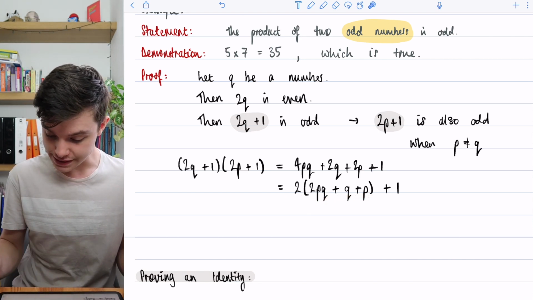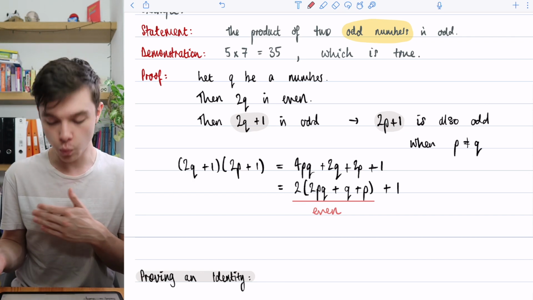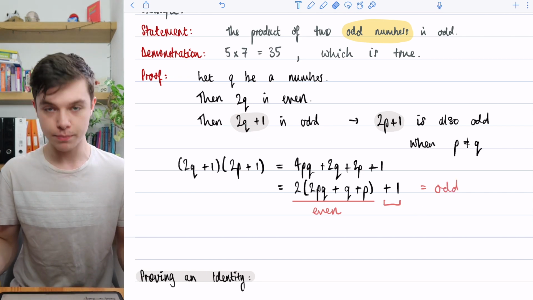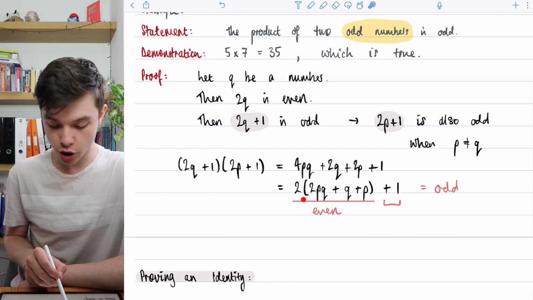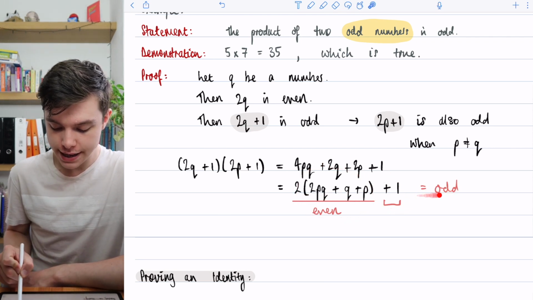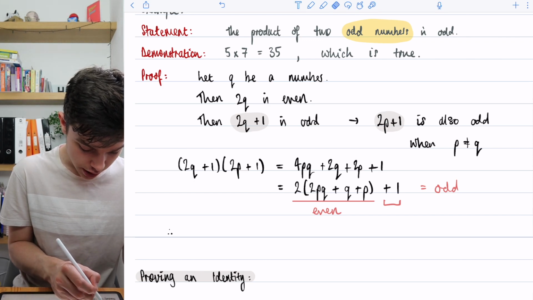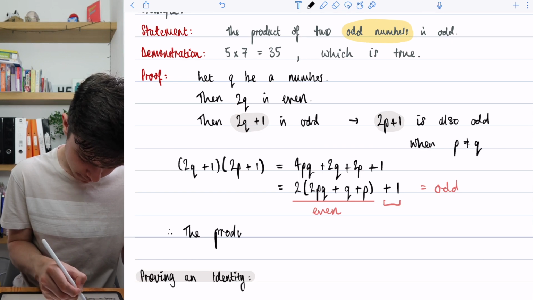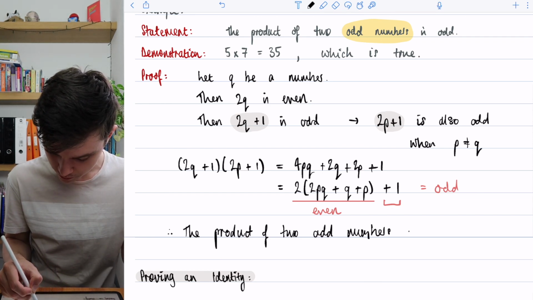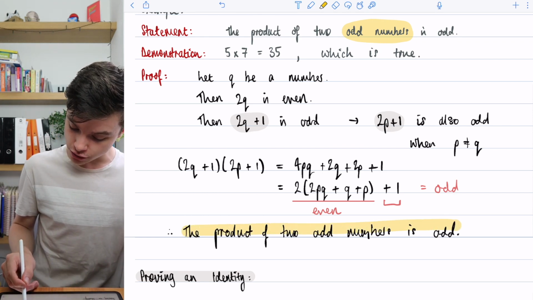So this 2 times a number, this is even, because we're multiplying it by 2. And then we've got plus 1. This plus 1 would make this whole number odd. Okay, let's put that there. So this is even because we've got 2 times this number, and q and p are numbers, so it makes this even. An even number plus 1 is always going to be odd. So there's my proof, and therefore we can say, therefore, the product of two odd numbers is odd, not even, it's odd, okay? We've proved. So that's kind of like our third red box above.